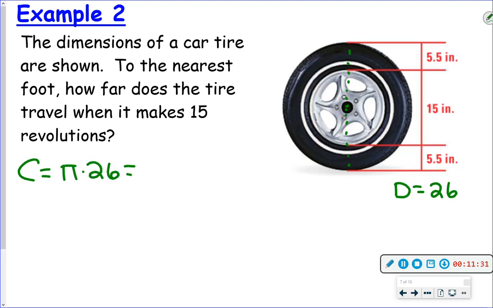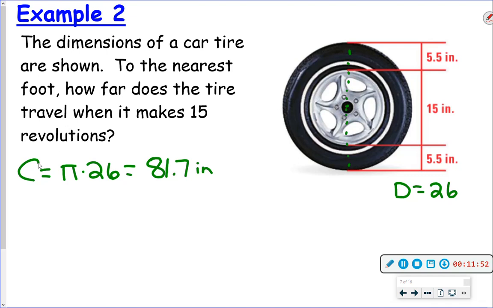Just for fun, humor me. If the diameter is 26, what would be the radius? You're right, 13. Alex is already shooting out the circumference for me. 81.7. I'm going to label, feeling fancy. Now, that was pretty easy. That wasn't too stressful. But we've got to keep reading this.